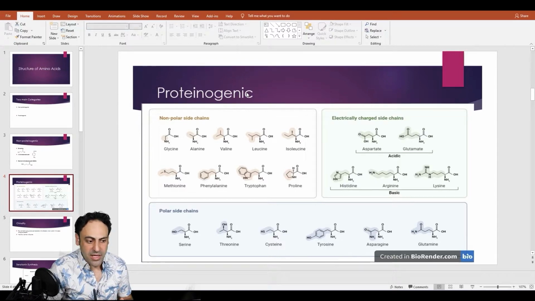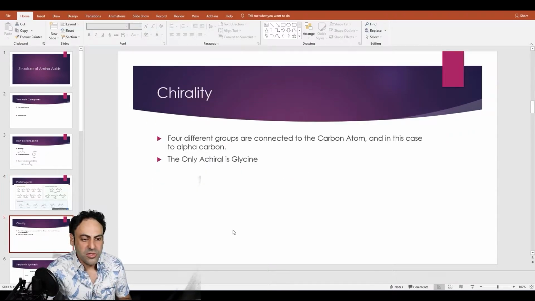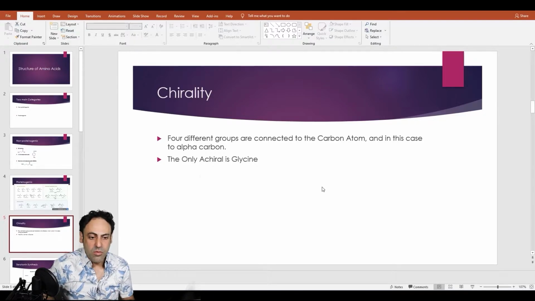The chirality is one of the main important parts of the story in learning the structure of the amino acids. What do we mean by chirality? Let's make everything simple. Chirality means 4 different groups are connected to the carbon atom, and in this case, the alpha carbon. The only achiral one is glycine. Okay, we're going to explain exactly what's going on right over here.